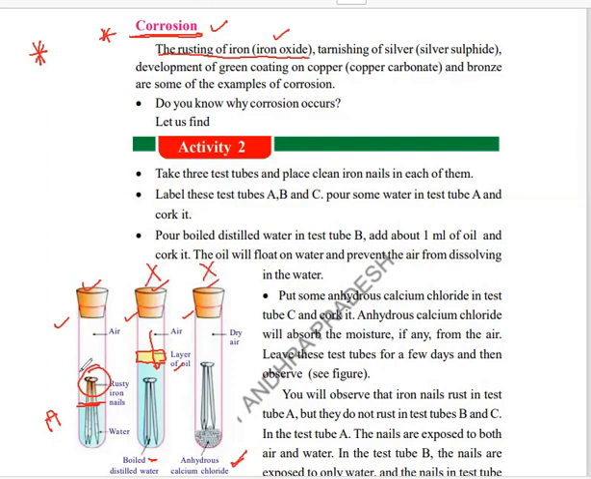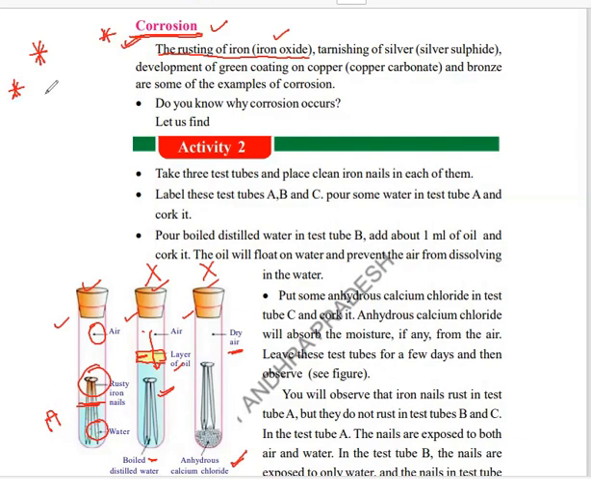Why? Because in test tube A air is available and water is available, but in test tube B only water is available, air is not available because oil is present. Next, here calcium chloride is present. This calcium chloride absorbs the moisture that is already present, hence no moisture, only air is present. From that we can conclude that to get corrosion or rusting, air and water are essential. That is the question, you have to prove it.